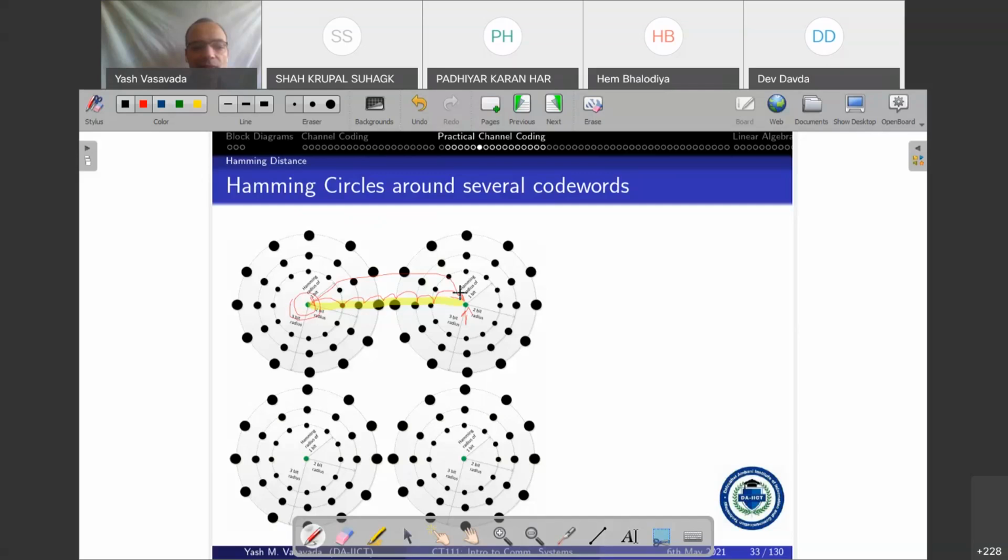So what I'm trying to get at is that the minimum Hamming distance decoder will always be able to detect an error if the number of bits that are flipped by the BSC are less than 7.